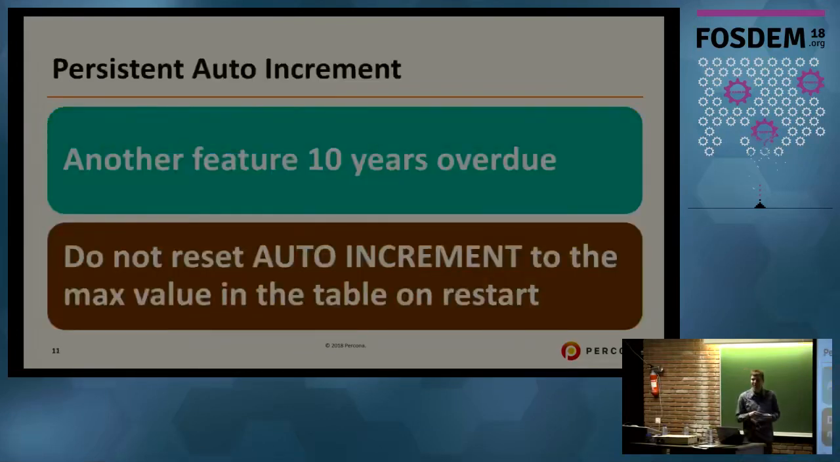Another thing, persistent auto increment. Another thing I would say is about 10 years overdue, right? So now, in this case, you would not have a case where your auto increment value can be reset to something else in some scenarios, right? And you would not have a chance to get duplicate IDs and stuff like that.